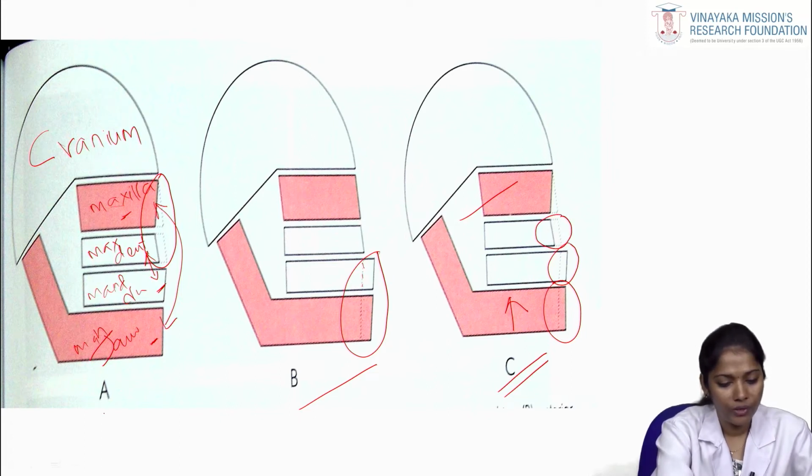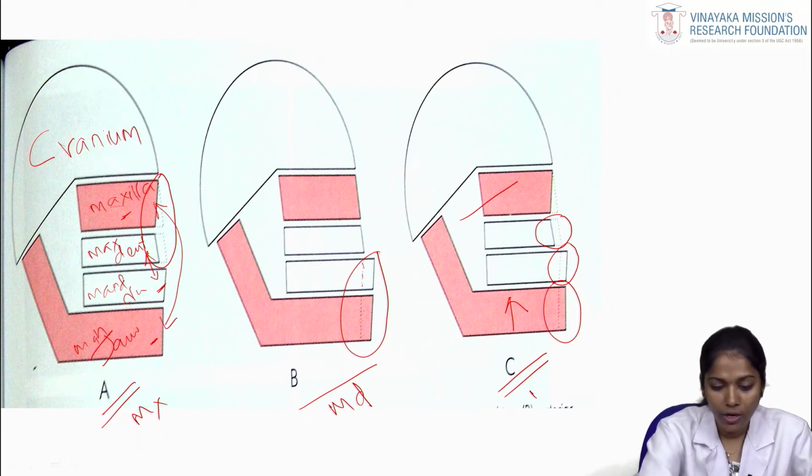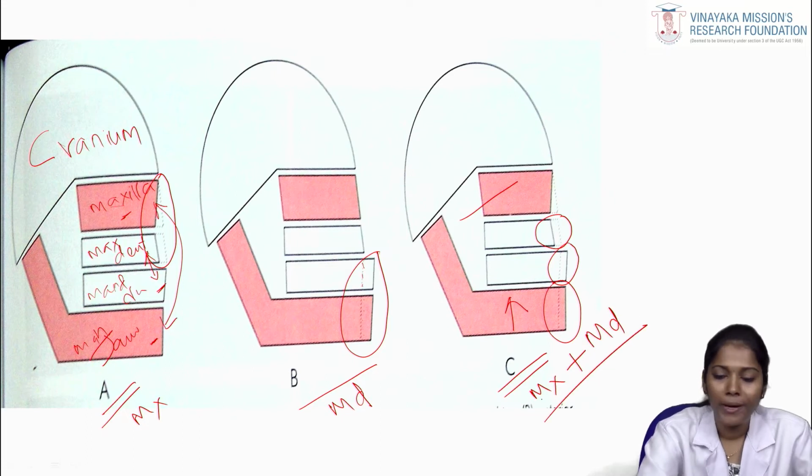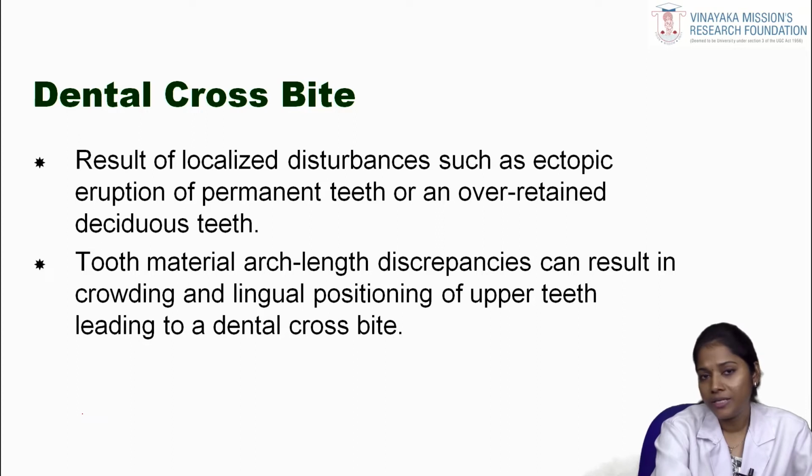So, we have situation A, where the problem is at the maxilla, whereas in situation B, the problem is at the mandible, whereas in situation C, we have a combination which has a problem in both maxilla as well as mandible. Whereas the dental crossbite is based only on the dentition. The word itself suggests that in dental crossbite, your skeletal jaw bases are absolutely normal.